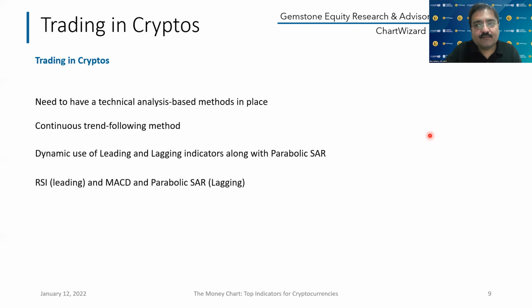So in the basic system that we will discuss, there are two lagging indicators, MACD and Parabolic SAR, and we would be dealing with RSI, which is a leading indicator. By making a dynamic mix of these, I'll try and show you how they can be deployed in our day-to-day trading.